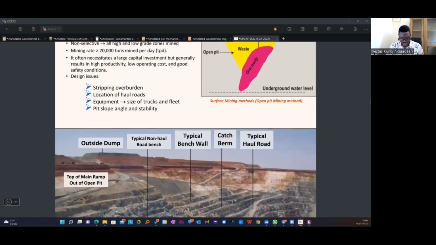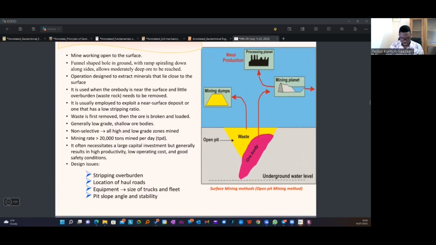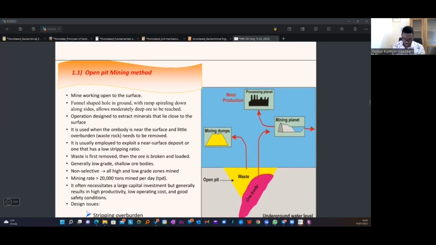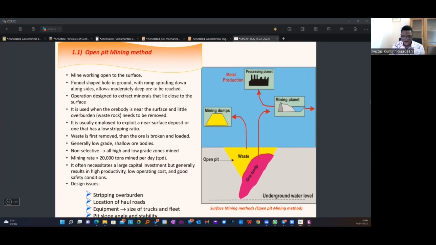Then have a look at this other thing. It says that open pit mining method. So mine working open to the surface. So what are the characteristics of an open pit mine? We have discussed this over and over. So mine working is open to the surface. I have mentioned that before.